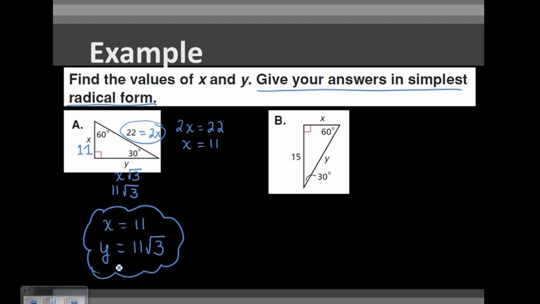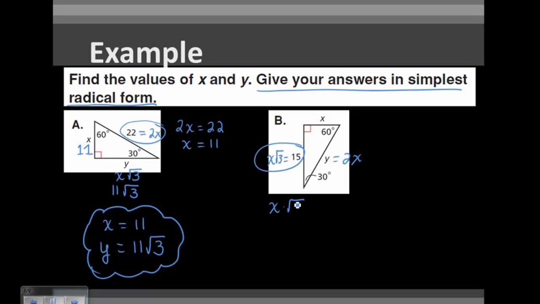Here we have another 30, 60, 90 triangle. This time they didn't give us the hypotenuse. They didn't even give us the shortest side. The shortest side is x. The longer leg is x root 3. x times the square root of 3 is equal to this guy, and this guy is equal to 2x. So x root 3, and 2x. The equation that I can solve is this one.